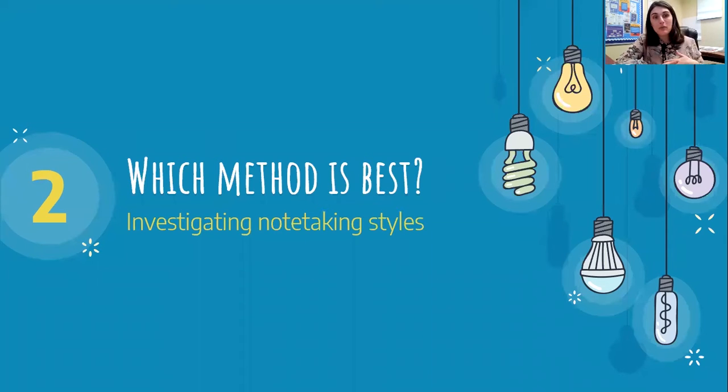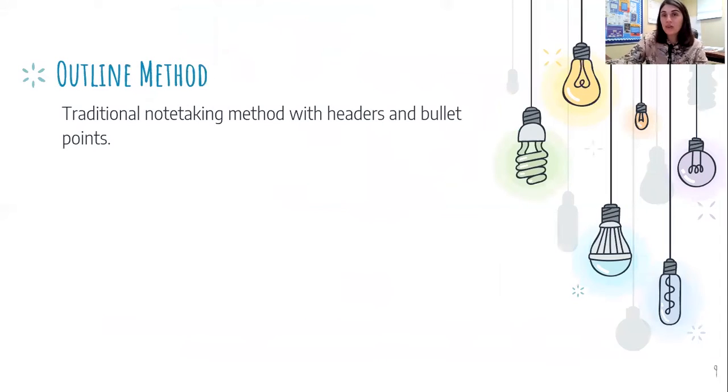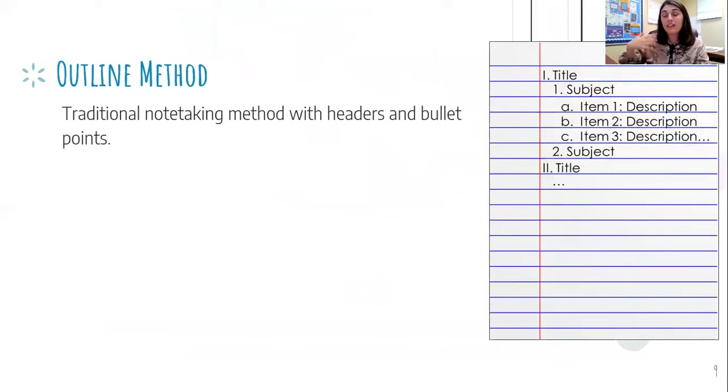So let's move on to methods. Which method is going to be best for an online class or any class in general? So we're going to take a look at a few note-taking styles. The first is going to be the outline method. So you can think of this as being your traditional note-taking method with headers and bullet points. You've got your title, your header or subject, and then key terms or examples, descriptions underneath it. It looks kind of like this image here on the right.